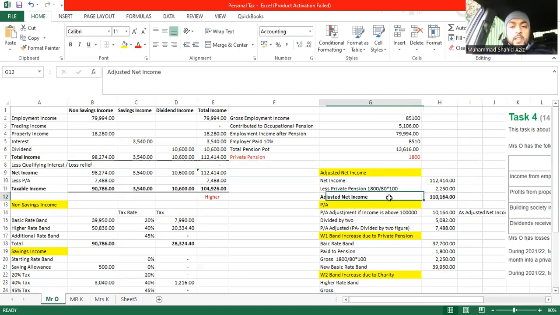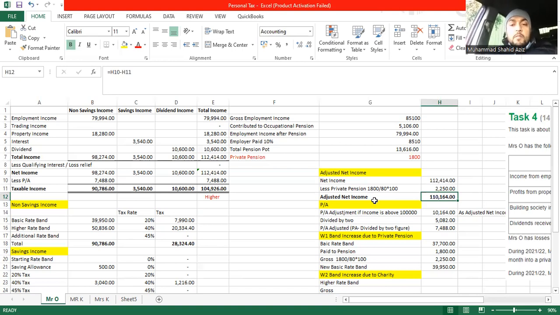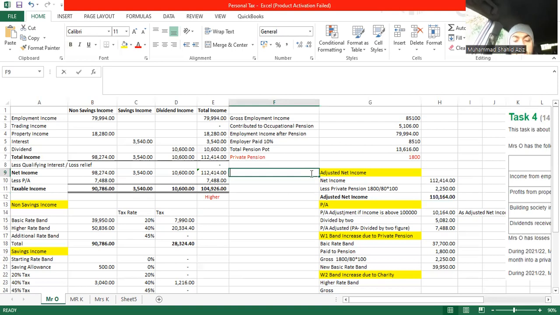So the adjusted net income will be 112,414 minus 2,250, which equals 110,164. The next thing is, with the help of this adjusted net income, we will find out the personal allowance. So the first step is adjusted net income. The second step is we need to find out the personal allowance now.